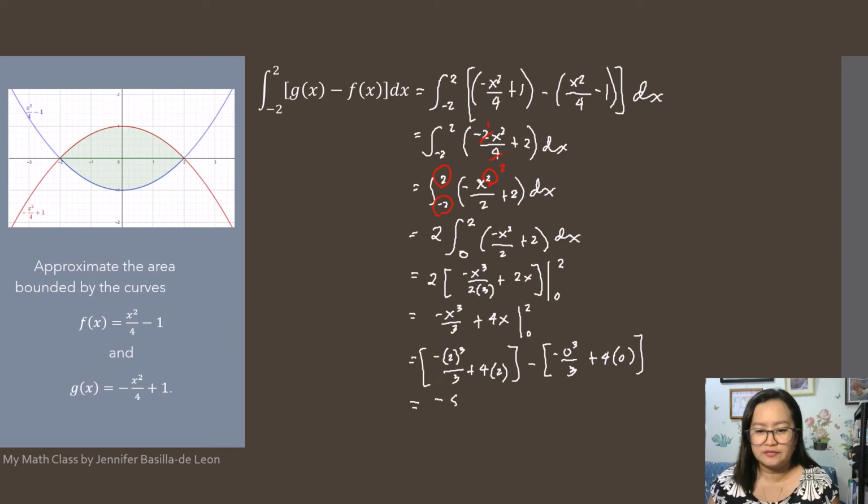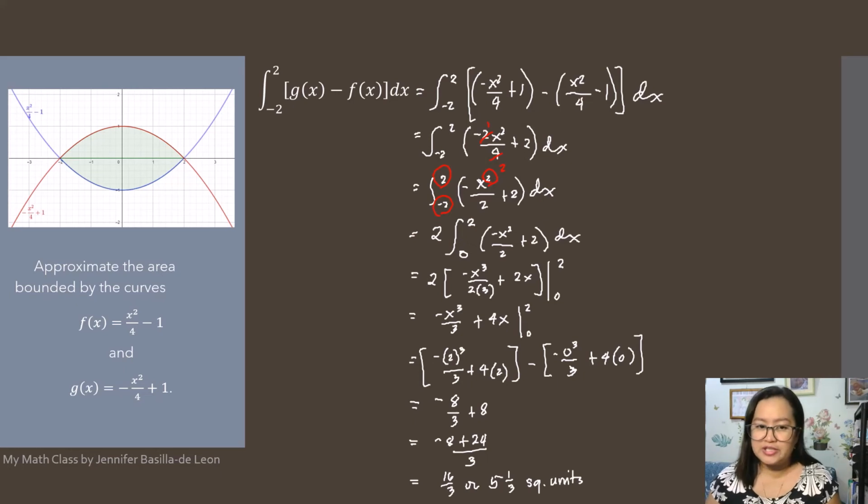We will have negative 8 over 3 plus 8. Now the LCD is 3, so we will have negative 8 plus 24 over 3, that would be 16 over 3, or 5 and 1/3. Hence, the area bounded by the curves f of x equals x squared over 4 minus 1 and g of x equals negative x squared over 4 plus 1 is approximately equal to 5 and 1/3 square units.